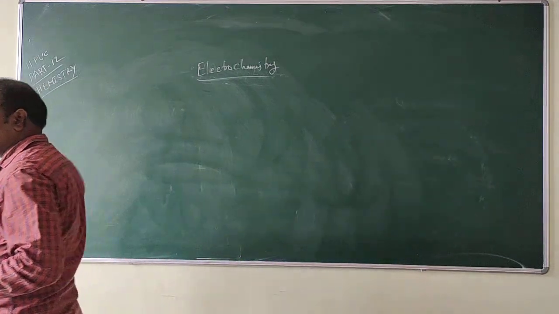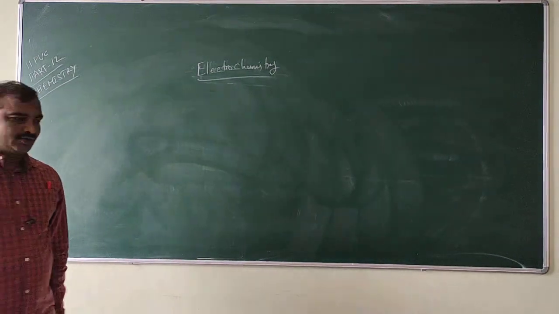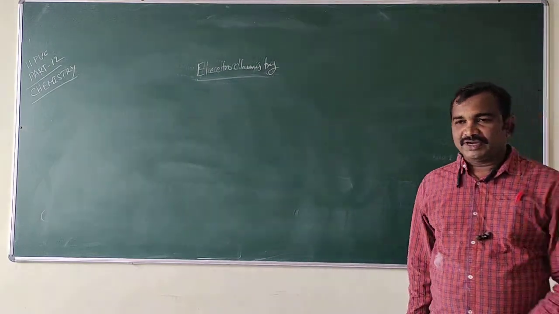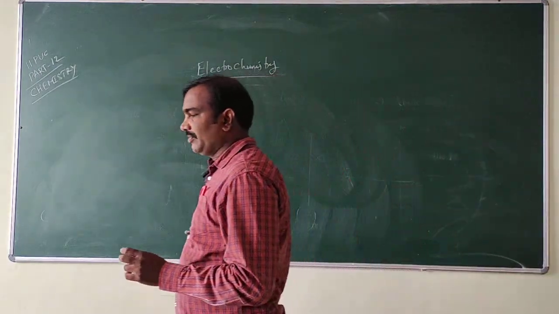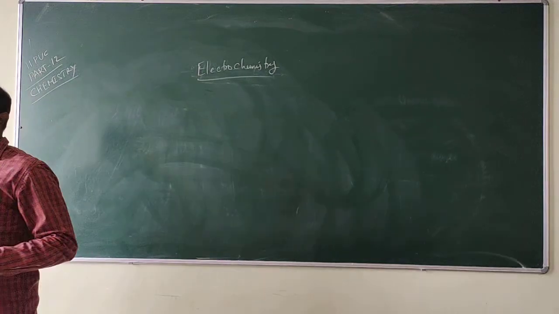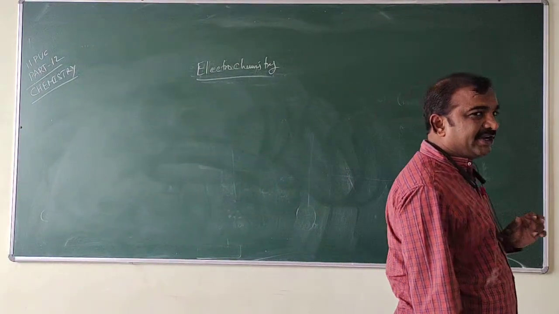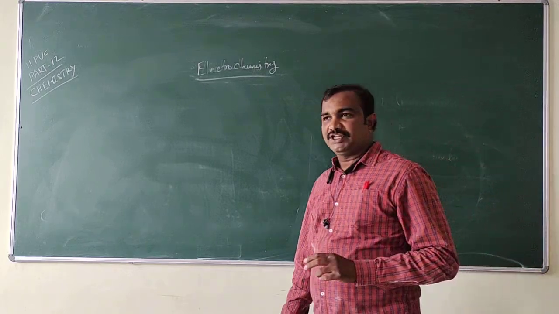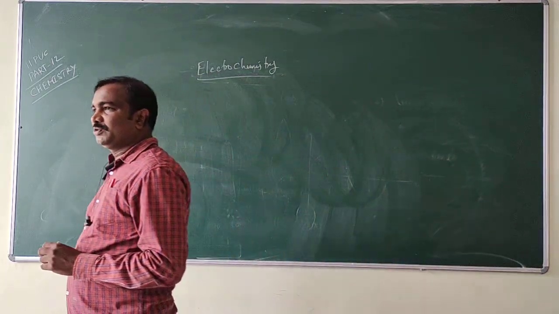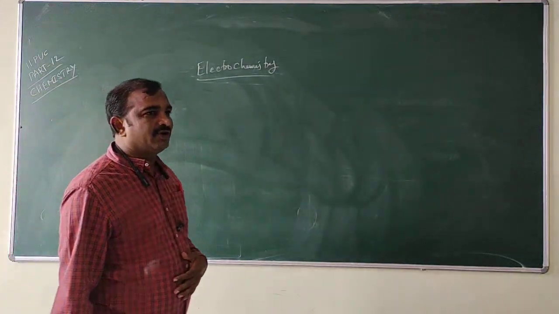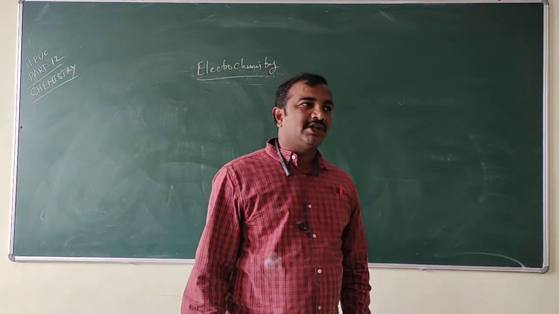In the last class I explained about Faraday's laws of electrolysis. There are two Faraday's laws: Faraday's first law and Faraday's second law. Faraday's first law: the amount of substance liberated or deposited is directly proportional to the quantity of electricity passed through the electrolyte.